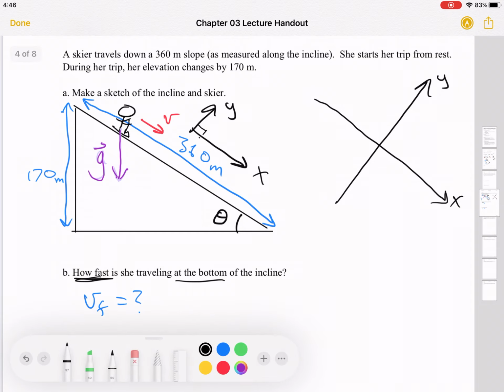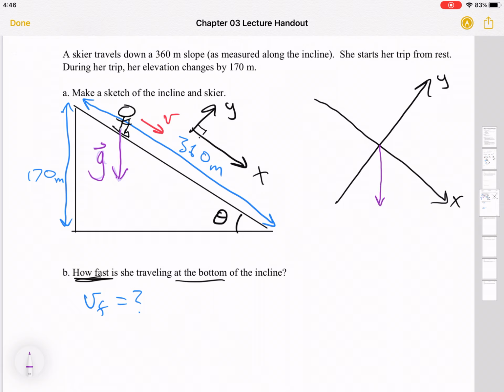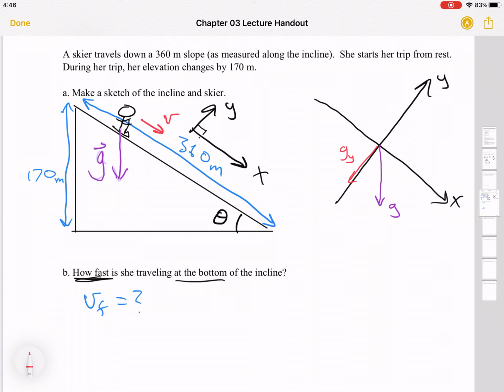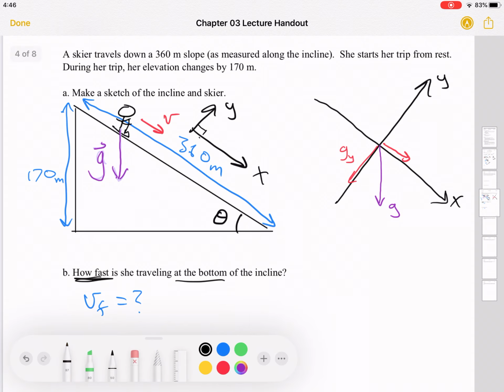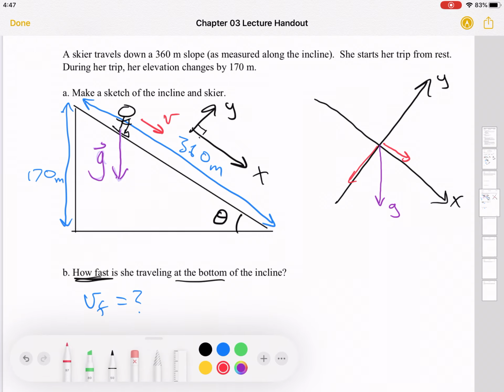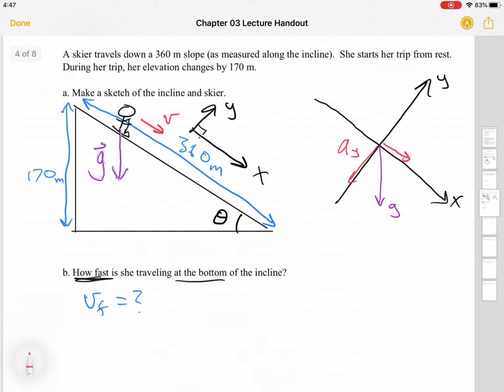And then that acceleration points here. So that's g. And we're going to break g into g sub y, or really a sub y. G sub y and g sub x is a little goofy, but let's call it a sub x and a sub y. A sub y and a sub x. Okay.